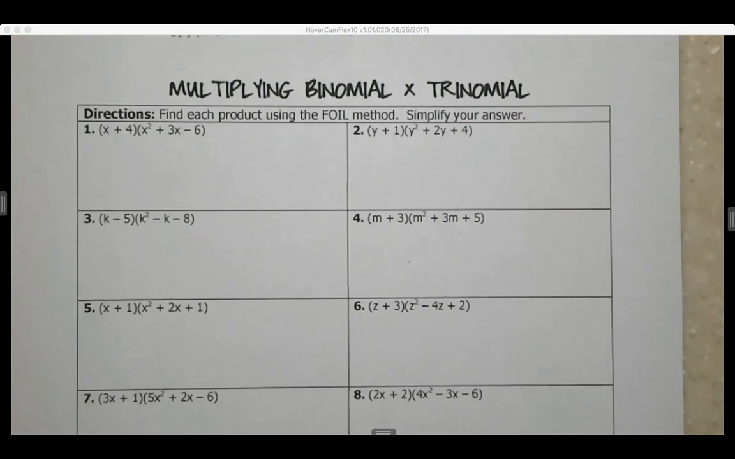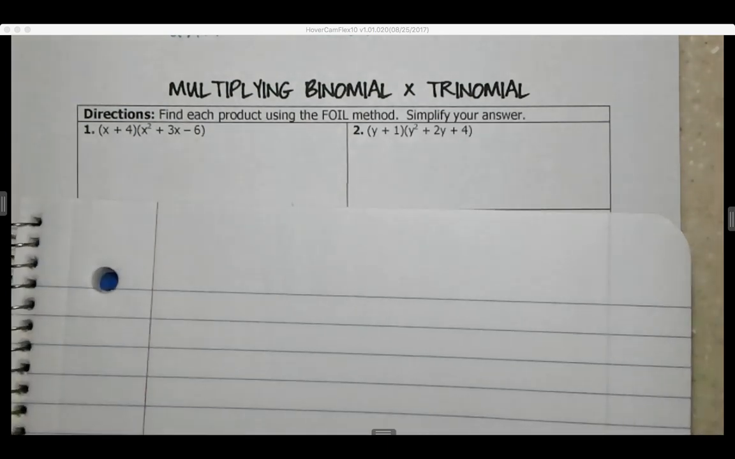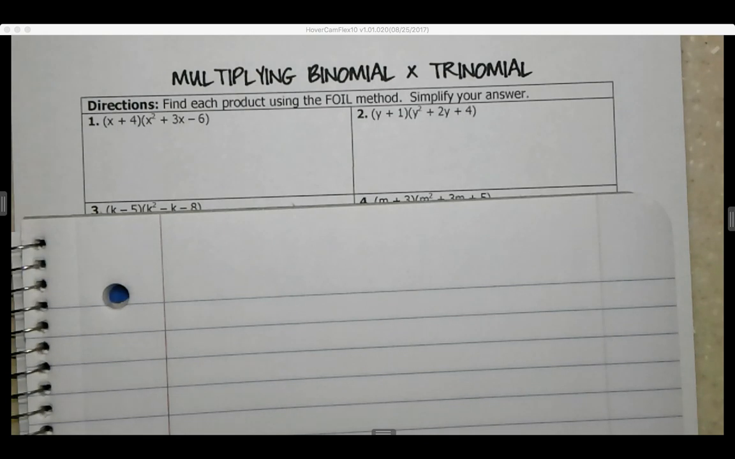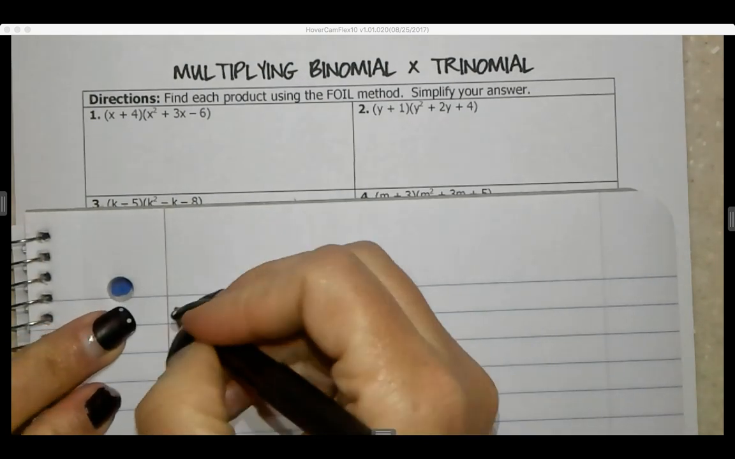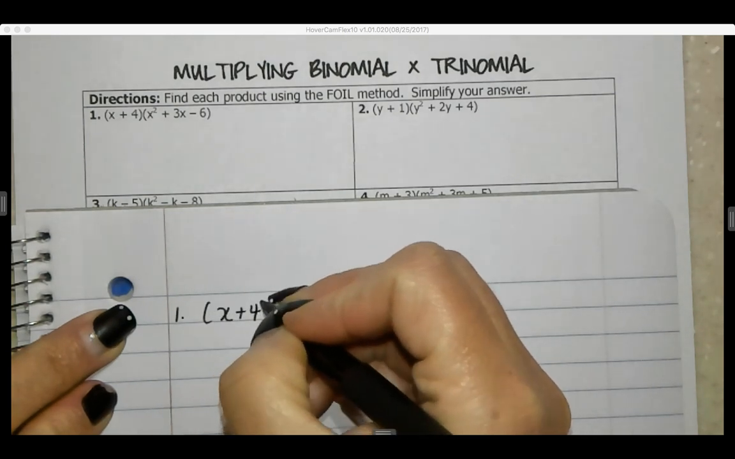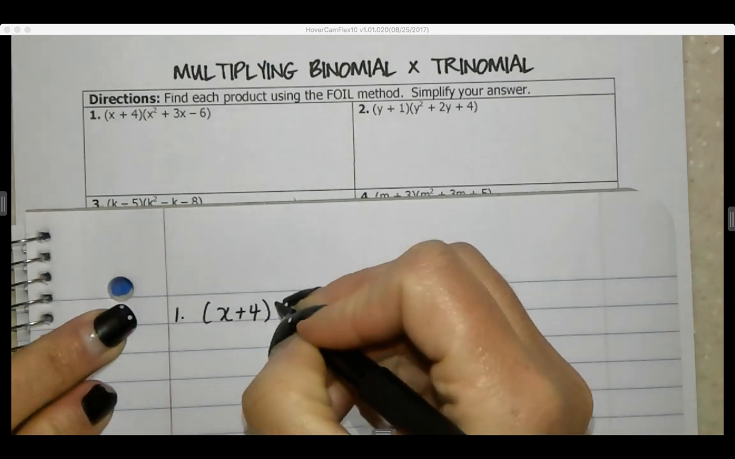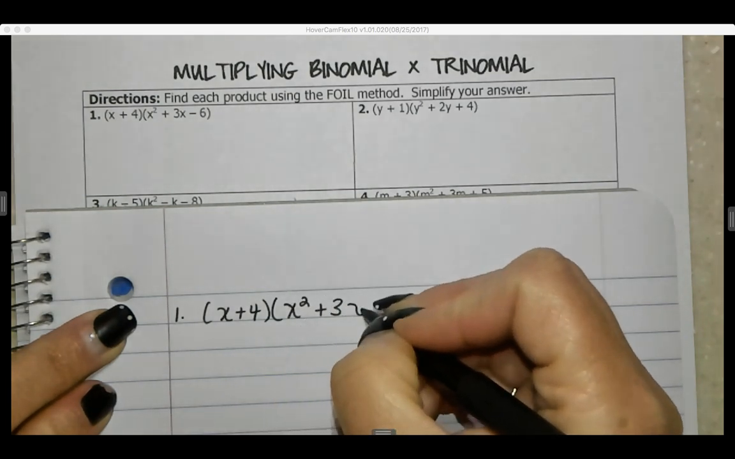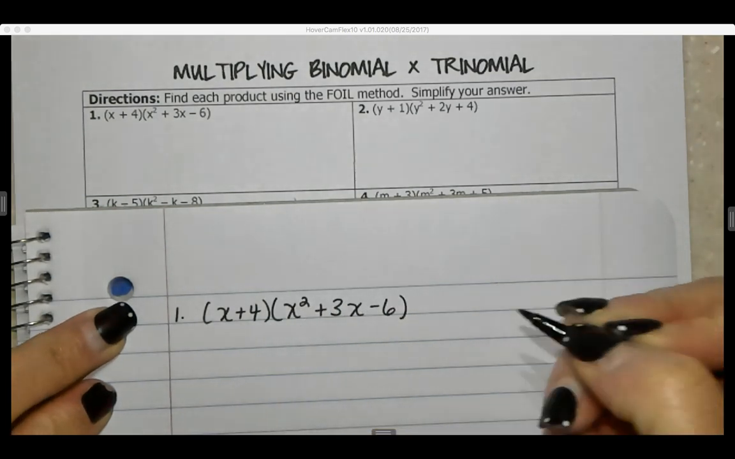Because these problems are a bit longer, I think I'm going to do this on lined paper. It gives me more room, and then I don't feel so freaked out about having enough space. Let's start here with number 1. I'm going to rewrite the problem. We have x plus 4, that's our binomial, times our trinomial, which is x squared plus 3x minus 6.